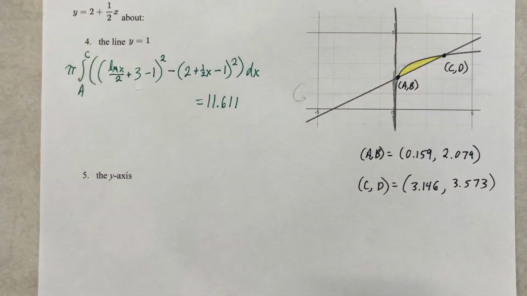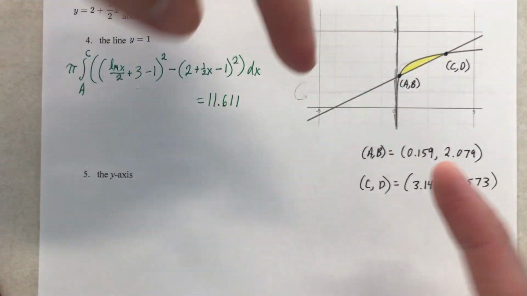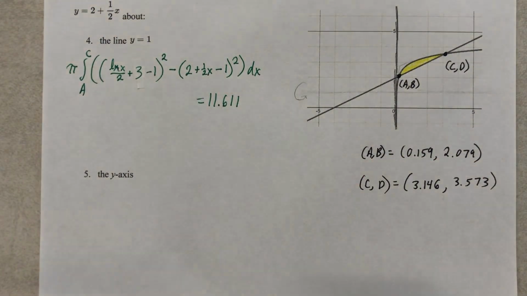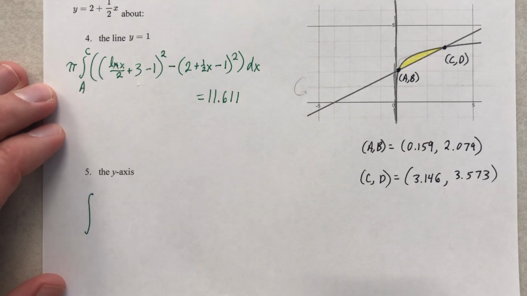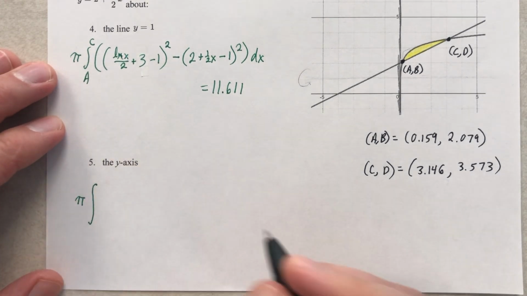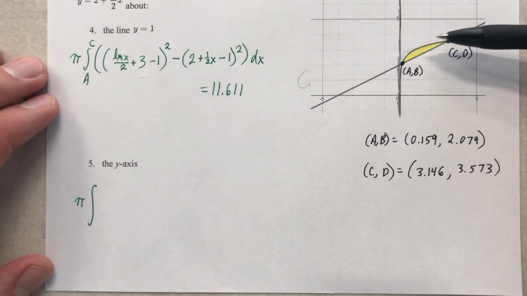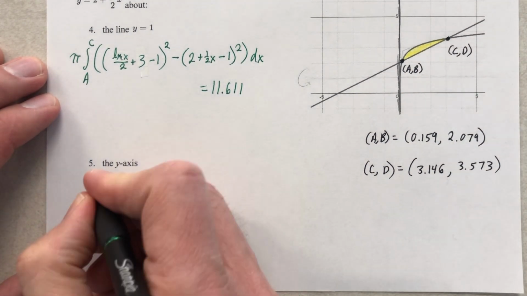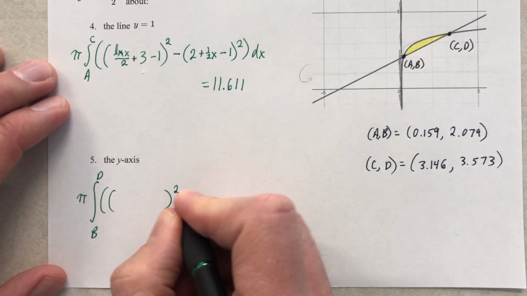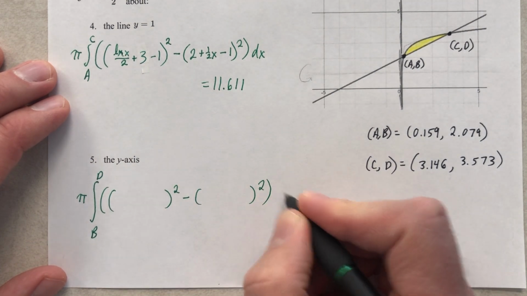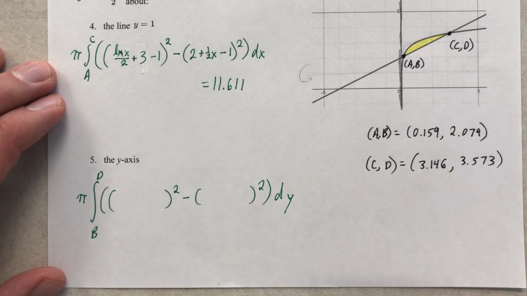Wait a minute. Okay, we are not rotating around a horizontal axis. We're rotating around a vertical axis. And in so doing, we are going to have a completely different set of thinking skills. And it's not going to go from A to C, x values. It's going to go from B to D, y values. B to D, okay? And we're going to have some function squared minus some other function squared dy, because we're rotating around a vertical axis, not a horizontal axis.